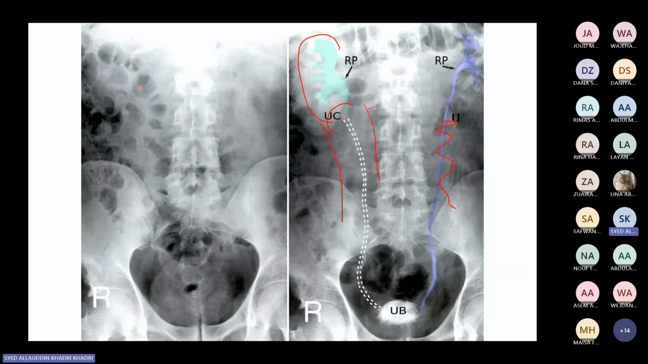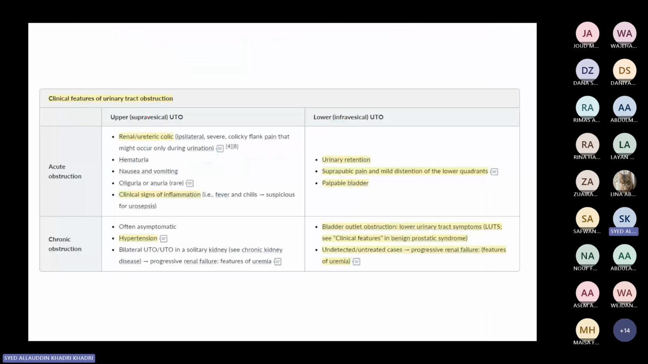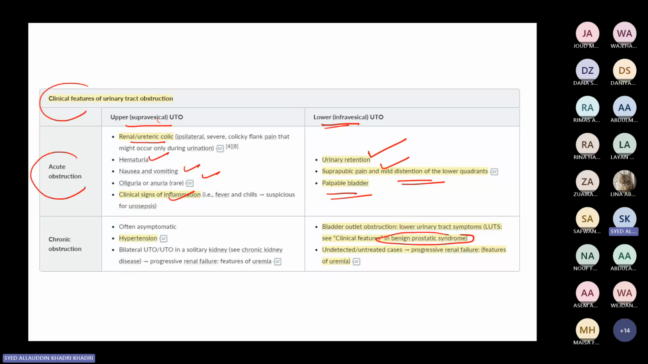Okay. We go furthermore. I was telling you that if you have an upper urinary tract obstruction as compared to a lower urinary tract obstruction, the clinical features will be different. Acute obstruction in the upper supravesical tract: renal urinary calculi, hematuria, nausea, oliguria, clinical signs of inflammation. Chronic, of course, signs of hypertension will be there. But lower infravesical obstruction, for example: urinary retention, suprapubic pain, mild distension in the lower quadrants, palpable bladder. Now, this will cause a bladder obstruction as we have seen in the BPH. Okay, it's very, very important.